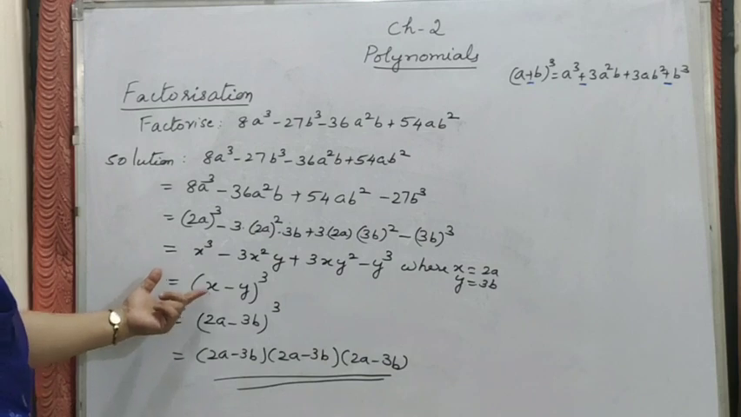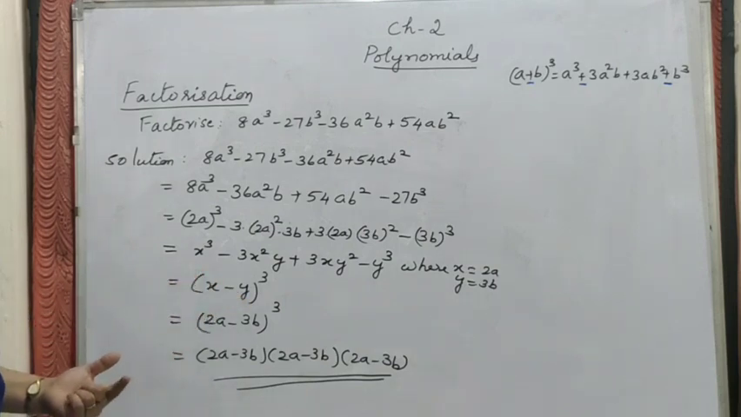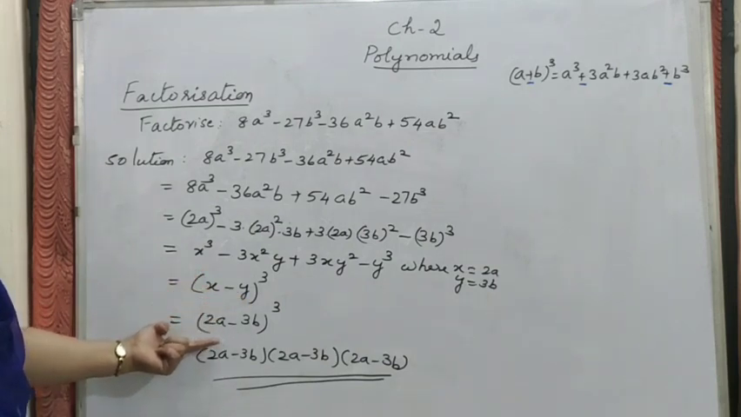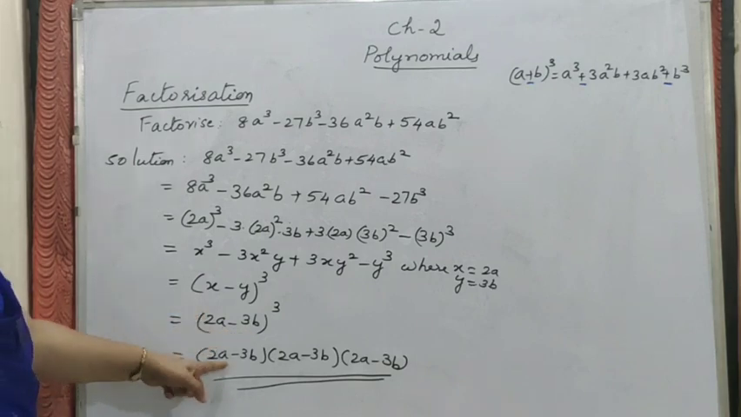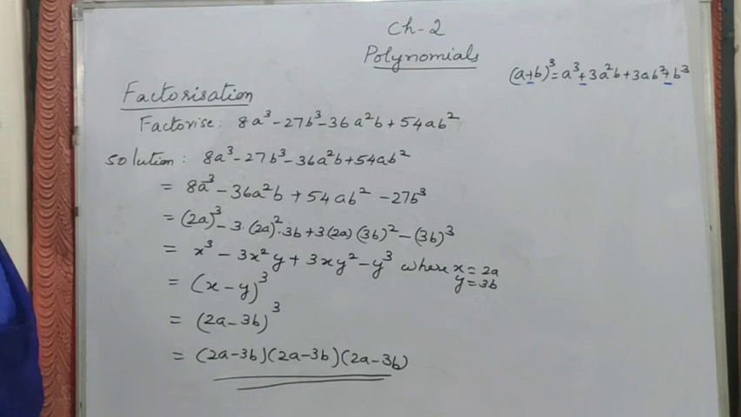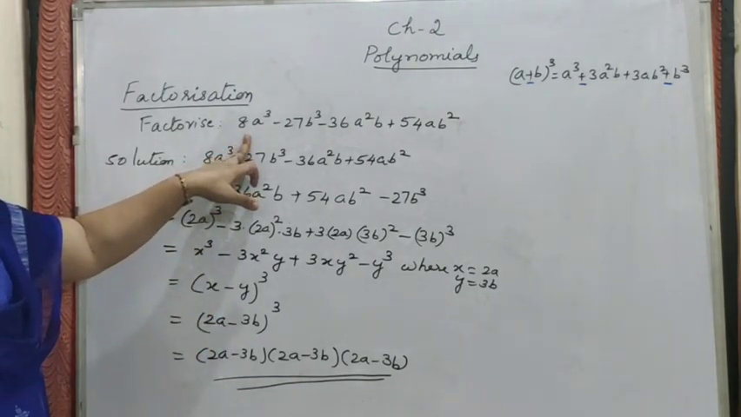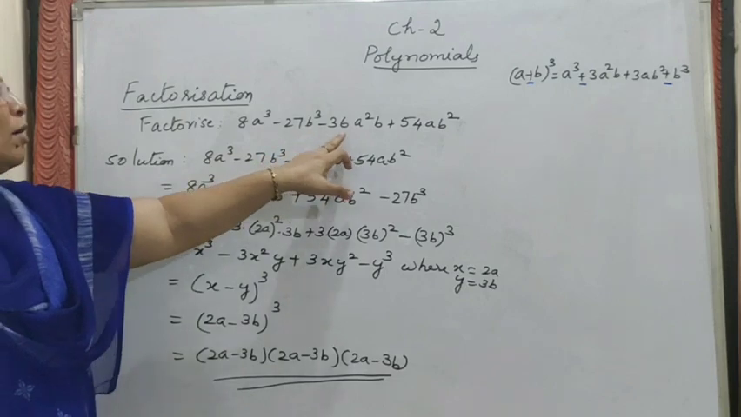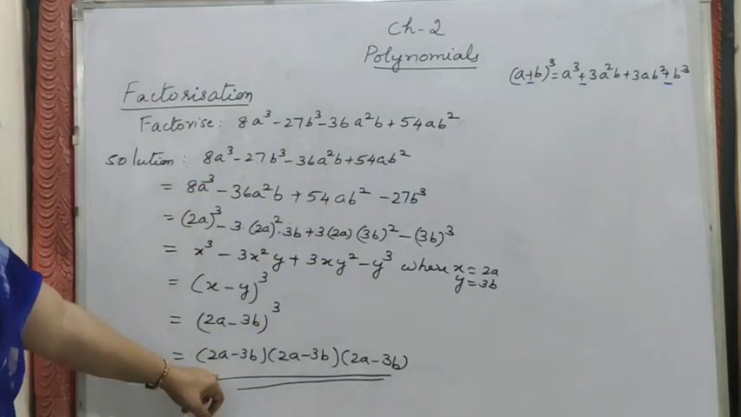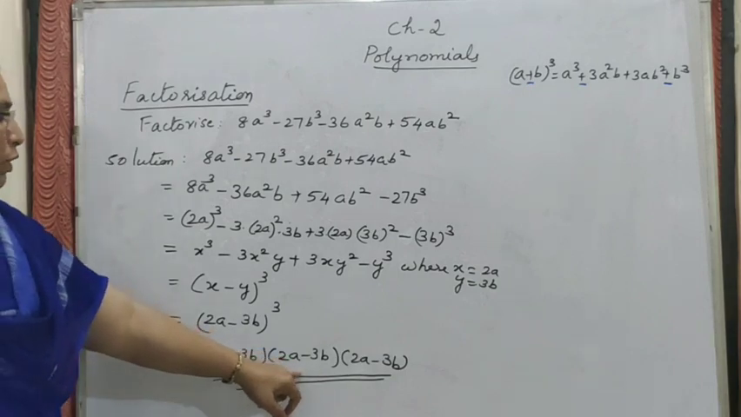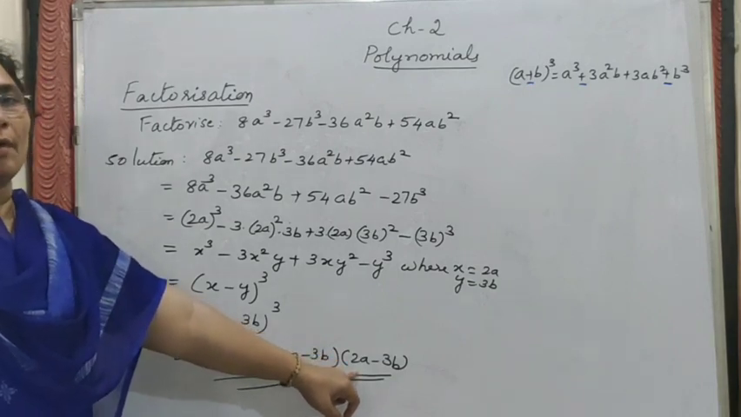So which identity is it? x minus y whole cube. So again x and y should be replaced: 2a minus 3b whole cube. So the factors we can write in the form 2a minus 3b into 2a minus 3b into 2a minus 3b. So what is the answer for us? 8a cube minus 27b cube minus 36a square b plus 54ab square equal to 2a minus 3b into 2a minus 3b into 2a minus 3b.